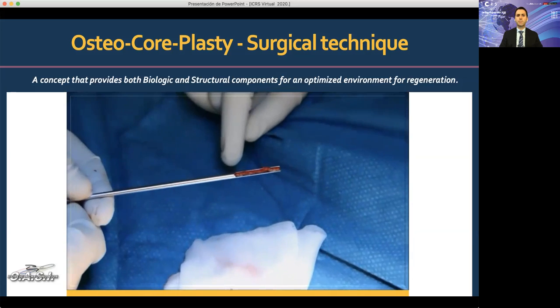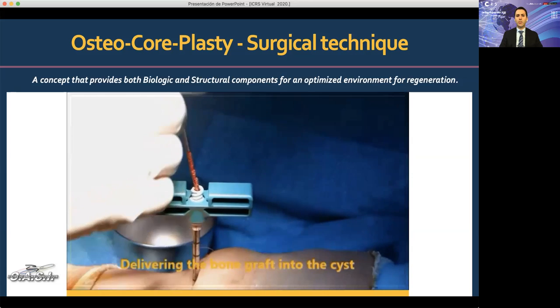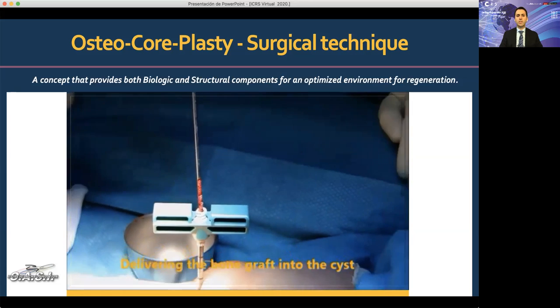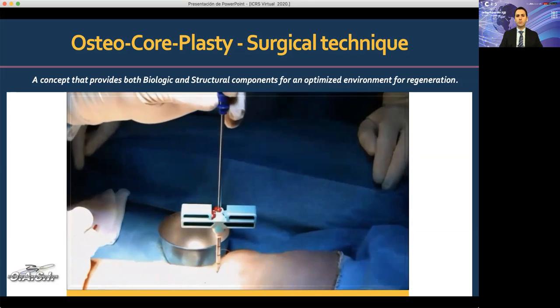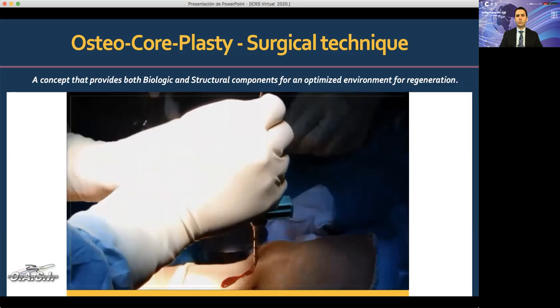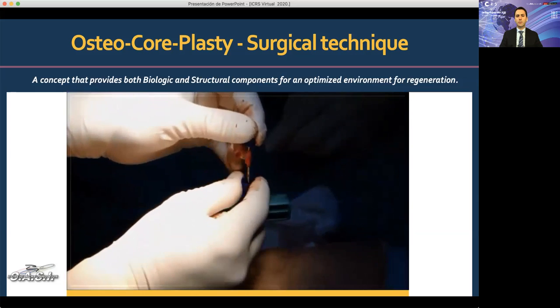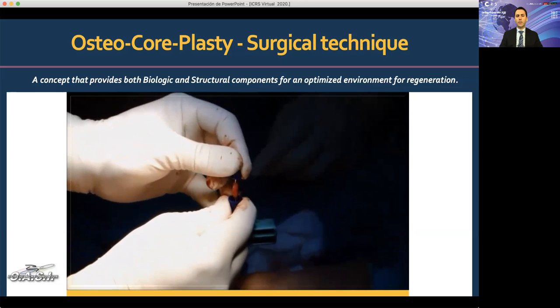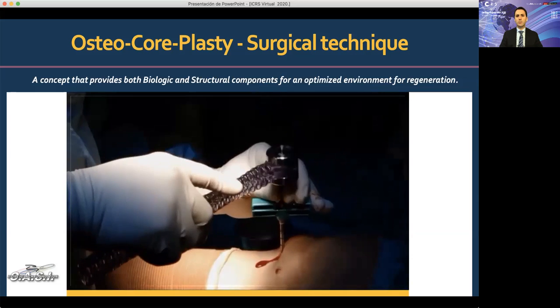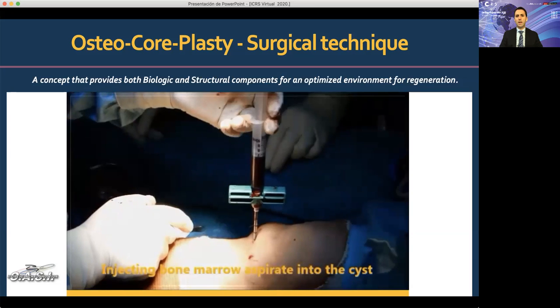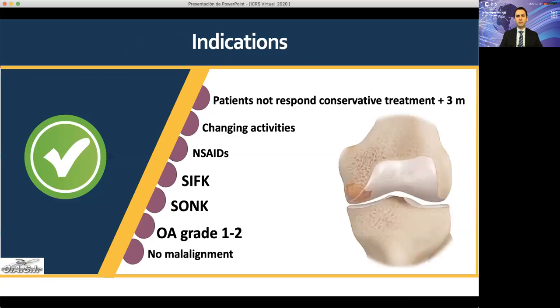as you can see, and delivering the bone graft into the cyst or into the lesion targeted with fluoroscopy. Then this autograft is impacted and filled with bone marrow aspirate.